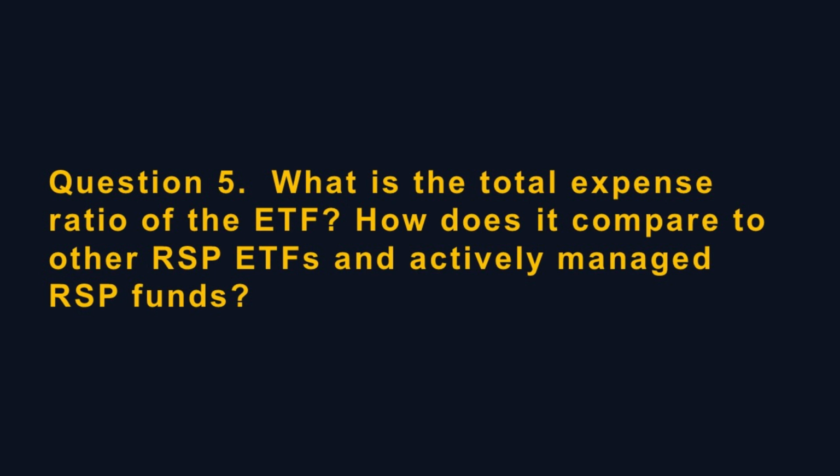Competitiveness. 0.2% is a generally competitive expense ratio for RSP ETFs. There might be other RSP ETFs with slightly lower expense ratios, but the difference might be minimal. Factors like the specific index provider and replication strategy can influence expense ratios.